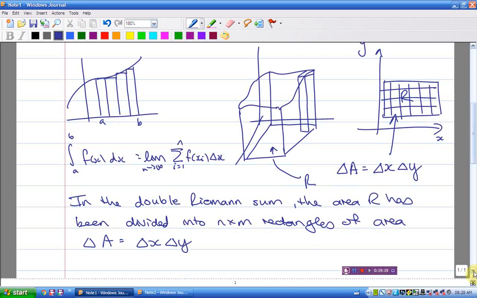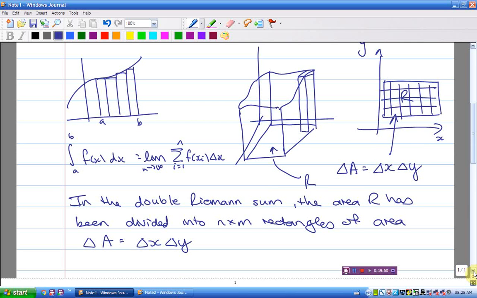Now, of course, if your region is not rectangular, it means around the edges you'll be missing bits. But remember, we're allowing the number of little rectangles to tend to infinity, and their delta x and delta y to tend to 0. So even a wiggly perimeter of your region will end up being accommodated by that limit.